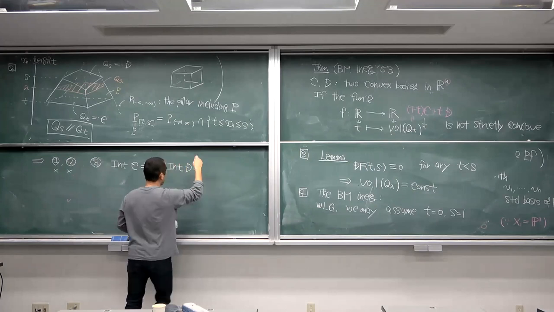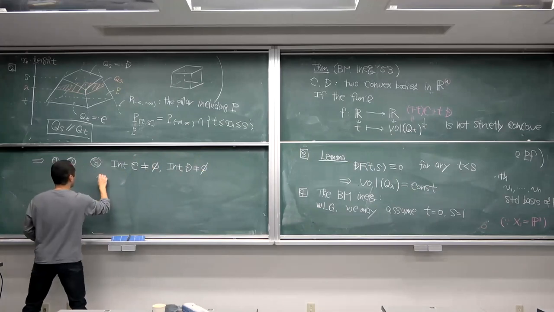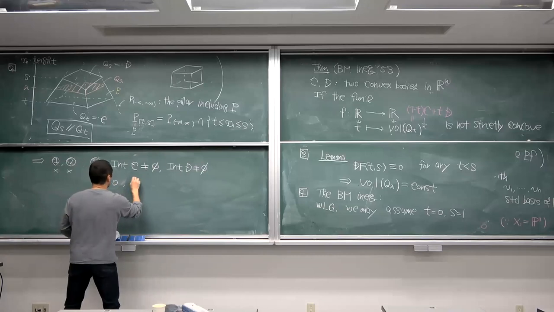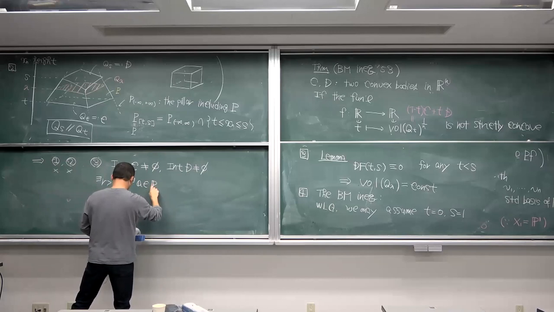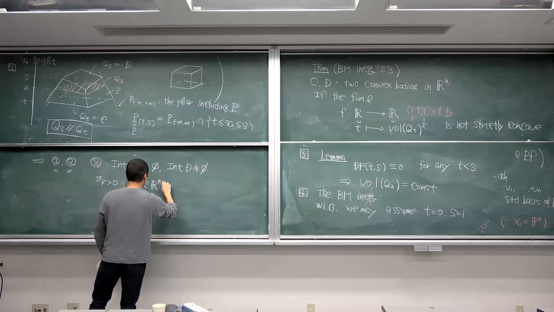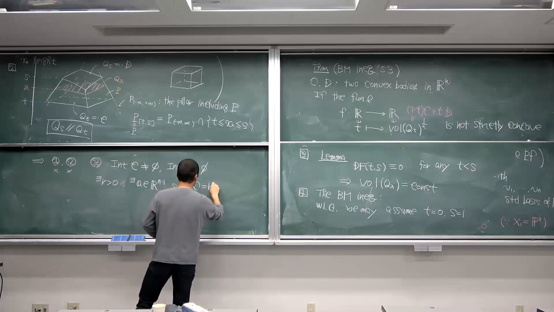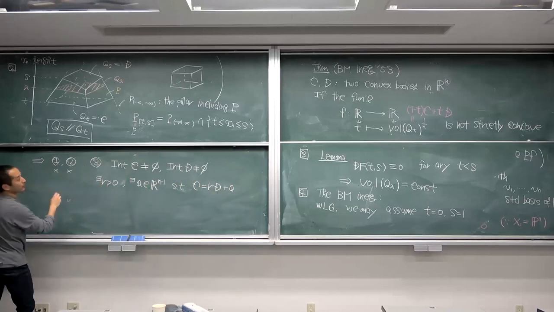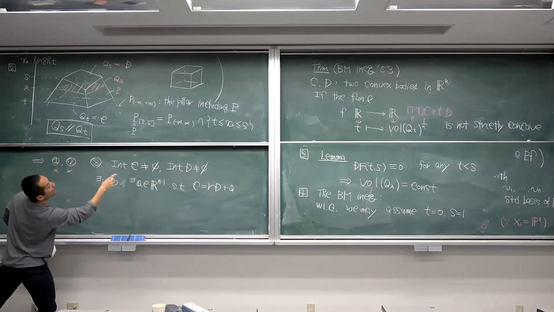the interiors of these two convex bodies are non-empty, and also C and D are homothetic. In a word, there is a scalar R such that C equals R times D. So that this gives a homothetic situation. And this is the fourth step.